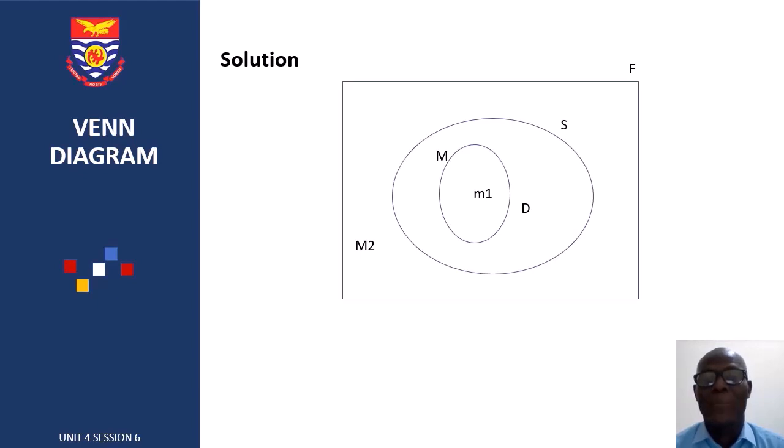And within the males that are born on Saturday, we label M1. And within S, we have D that represents Rela. And outside the ovals, we have M2. Let's draw the conclusions in the next slide.